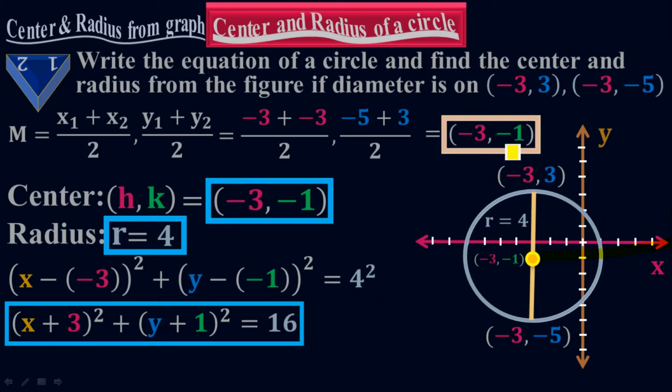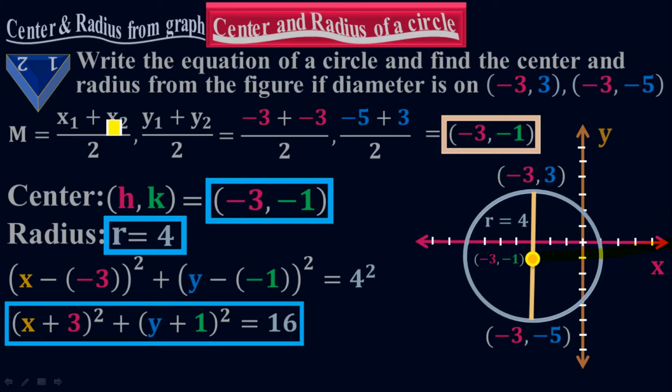What we did: the diagram of the circle was given, and we had three objectives. One, find the center of the circle, then the radius, and then write the equation of the circle. The diameter has been given, which is (-3, 3) and (-3, -5). From the diameter we need the midpoint, and to find it we use the midpoint formula.